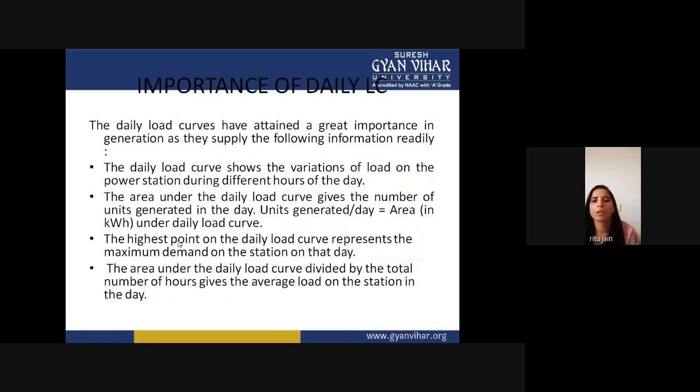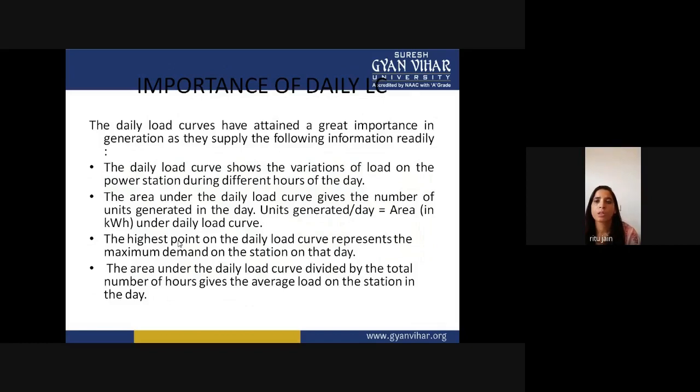Now, importance of the daily load curve. The daily load curve has attained a great importance in generation. Actually, if we don't know what our demand is, we will not be able to set up any power plant. So these are some important points which we can find out from our daily load curve.